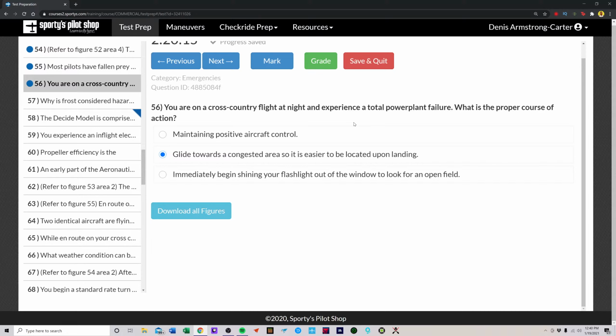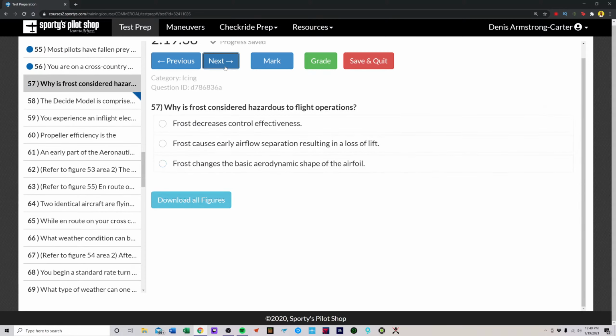Okay, so this one was a written test. I did another written test earlier, and it was like glide towards an area that's uncongested, in the middle of a forest. I was like, that's a good idea, a darker area, because it might be a field, but you can't tell. And then my instructor was like, well, you want to glide towards an area that's congested because there's people, there's help. So it's actually glide to a congested area. But you also want to maintain positive control. You first want to glide to the best field, and then you want to control the aircraft and restart.